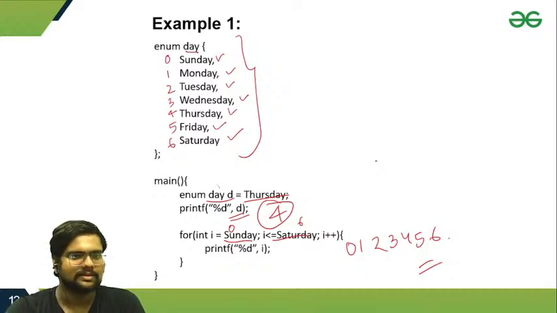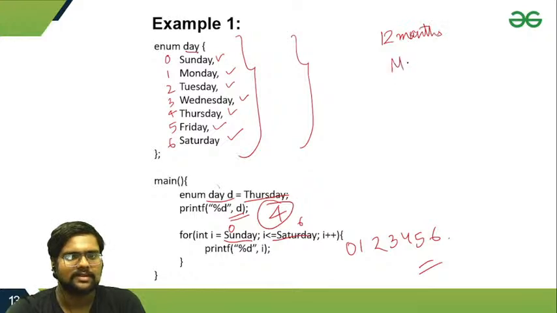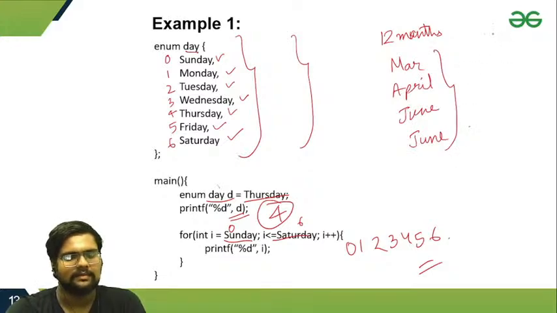Okay. So enum is used to define some constants. Means if you want to define some category of constants. Suppose we have a calendar where 12 months are there. So we can define an enum of 12 months in which we can have something like this: March, April, June, July, etc. as an enum, and it will be assigned values 0 to 11.